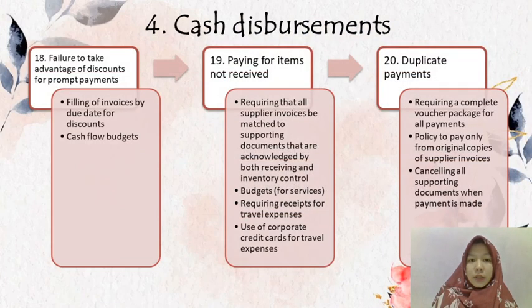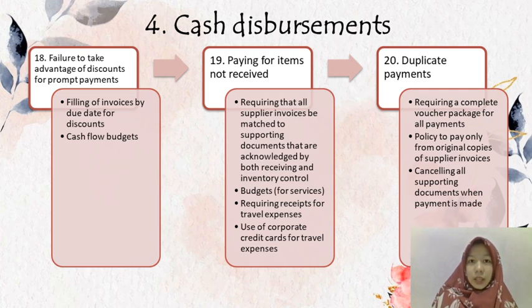The last activity is cash disbursement. There are 6 threats in cash disbursement. The first is failure to take advantage of discounts for prompt payment. The solutions are filing of invoices by due date for discounts and cash flow budgets. Next is paying for items not received.